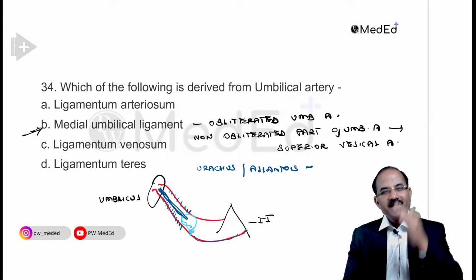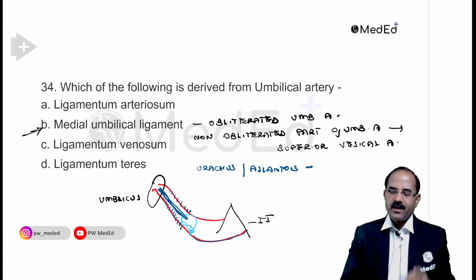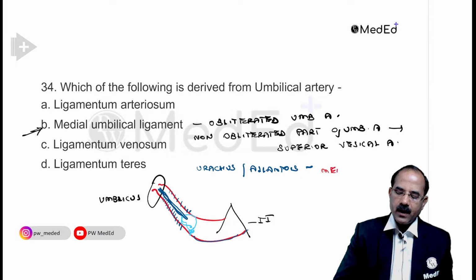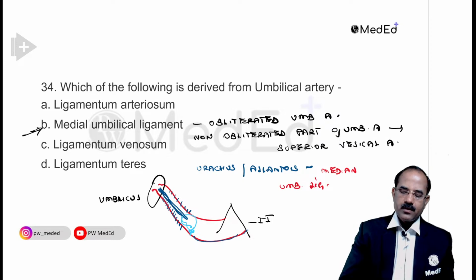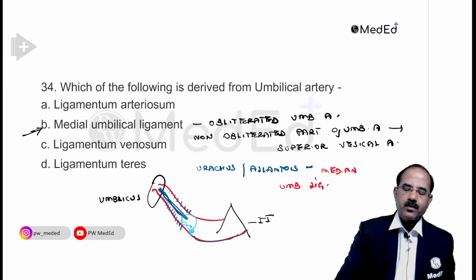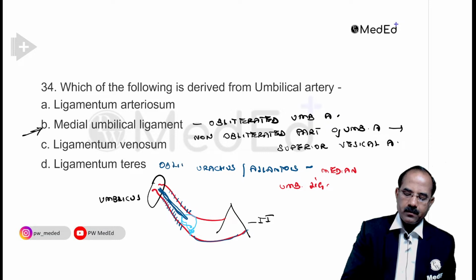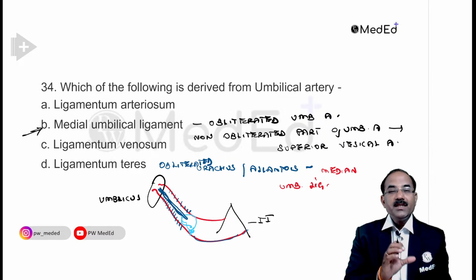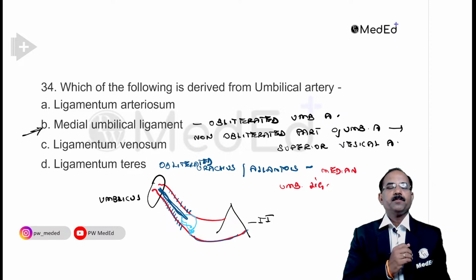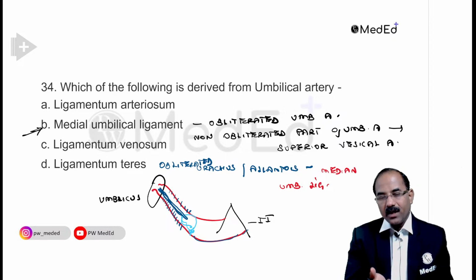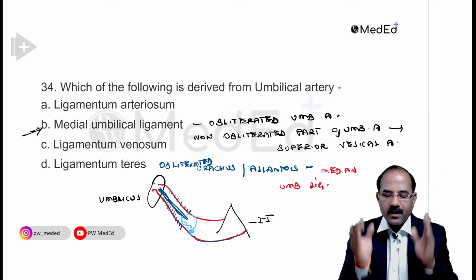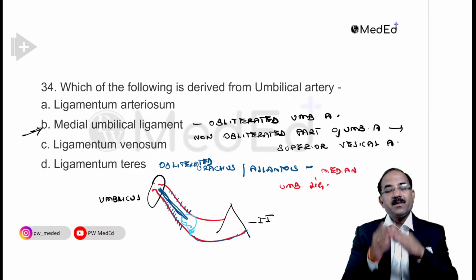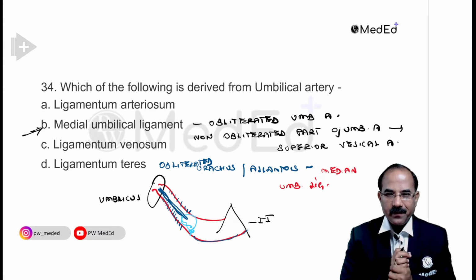After birth, this is obliterated, and what is this known as? The obliterated urachus. Obliterated urachus or allantois after birth becomes the median umbilical ligament. What is medial umbilical ligament? It's the obliterated umbilical artery. समझ में आ रहा है ना ये?